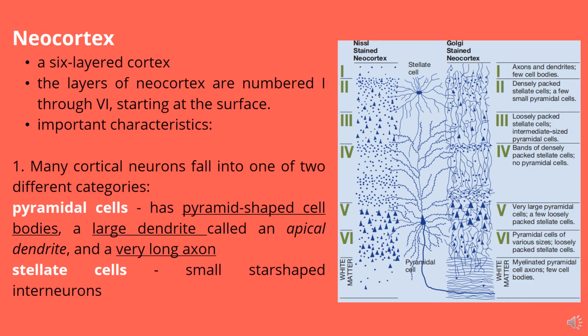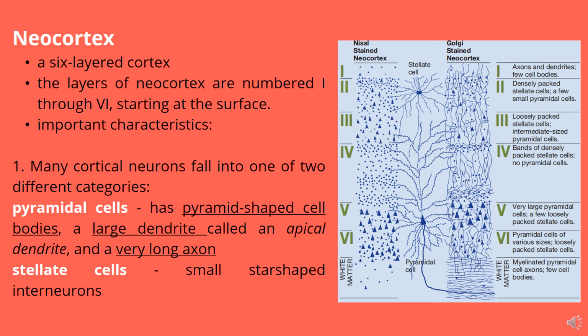About 90% of human cerebral cortex is called neocortex. It is a six-layered cortex of relatively recent evolution. The layers of neocortex are numbered 1 to 6 starting at the surface. In the diagram, it is apparent that three important characteristics are present in the neocortex.